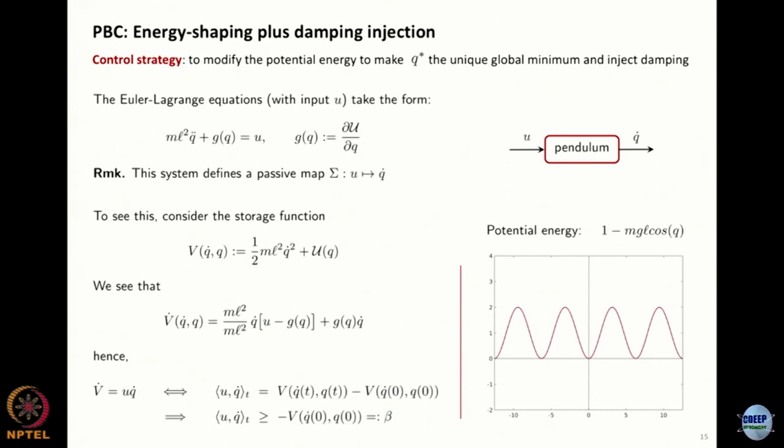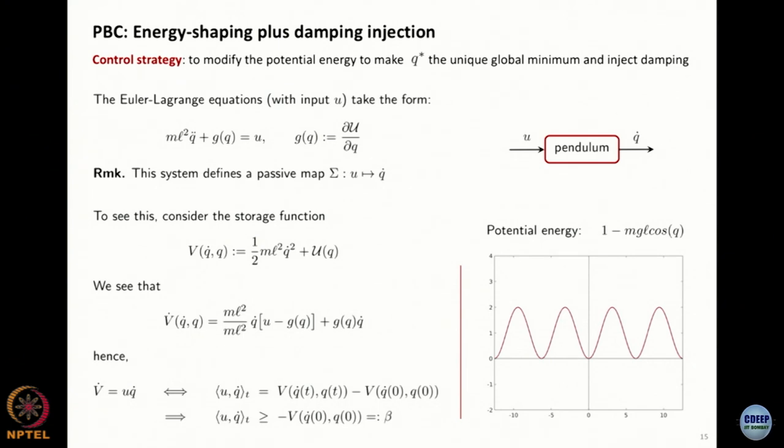Well, if you want to stabilize your pendulum at a specific point, you don't want all these minima. You want to first have only one minimum, which is your equilibrium, and you want it to be global, meaning that your potential energy should look more like a parabola or something. So what you want to do is to manipulate this potential energy. And you want to do that conserving the passivity properties and such.